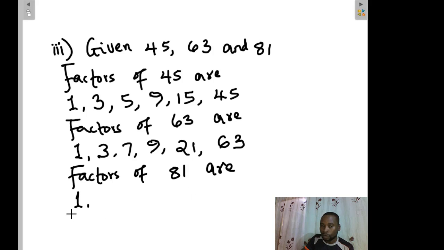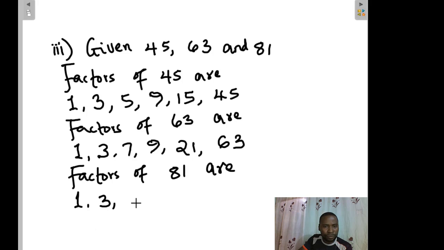1, as always, 1 is always there. 2, no way. 2 cannot be because 81 is an odd number. So 2 can never be a factor of 81. You can never divide 81. 3? Yes, 3 can, because 8 plus 1 is 9, and that tells us that the test of divisibility for 3 works for 81. So 3 is a factor of 81.